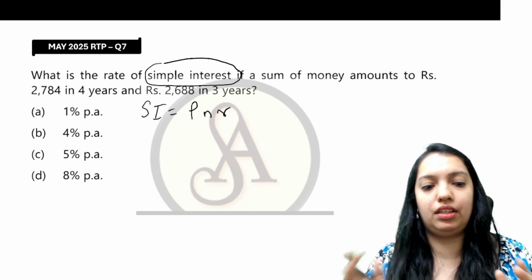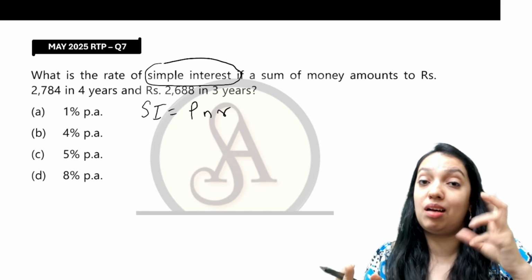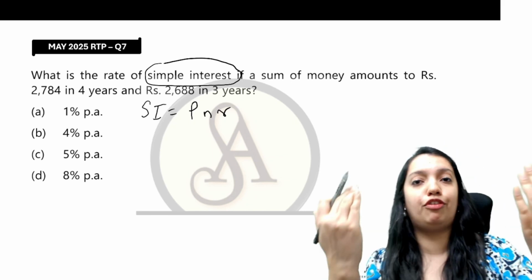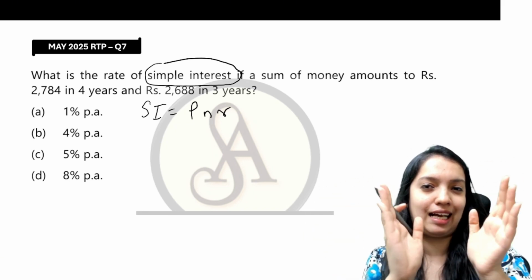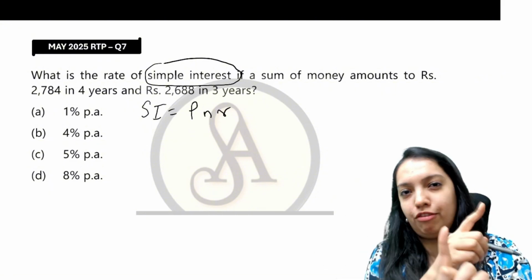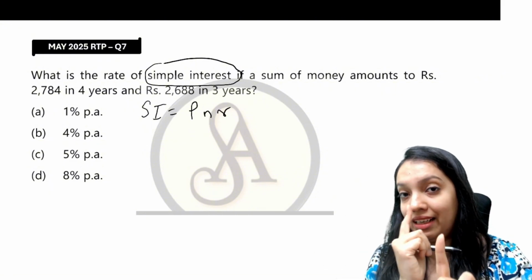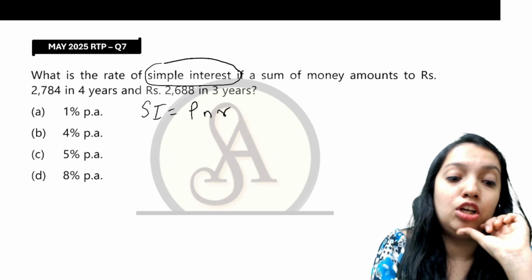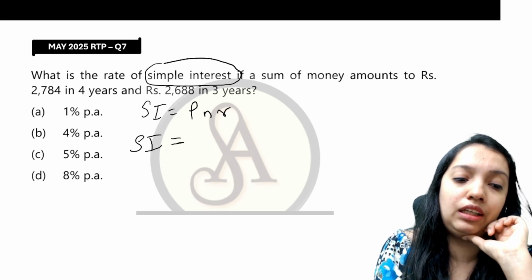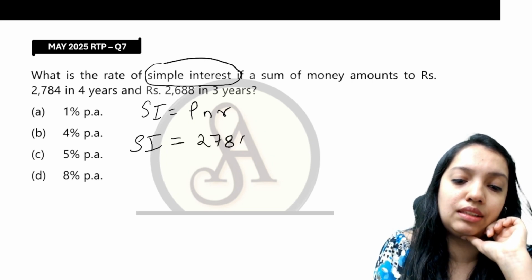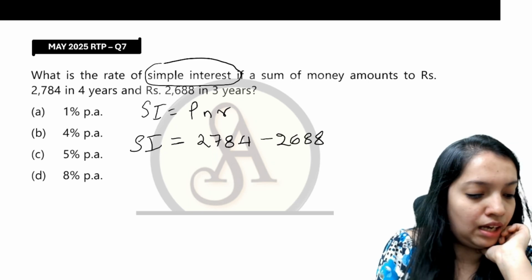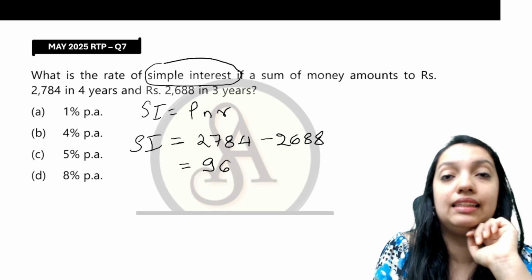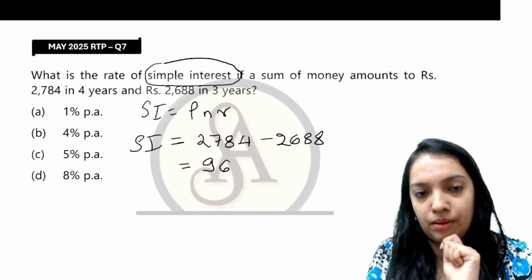But they have given some other information, that total amount, future value, for 4 years and for 3 years. Let's compare what is the difference between 4 years and 3 years: 1 year. So when I find the difference between these two, I get 1 year simple interest. So simple interest for 1 year is equal to 2784 minus 2688. I am getting the value as 96.